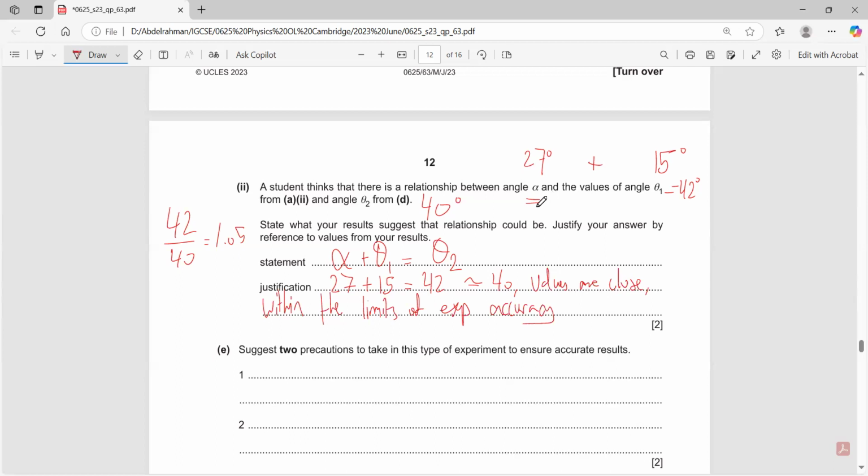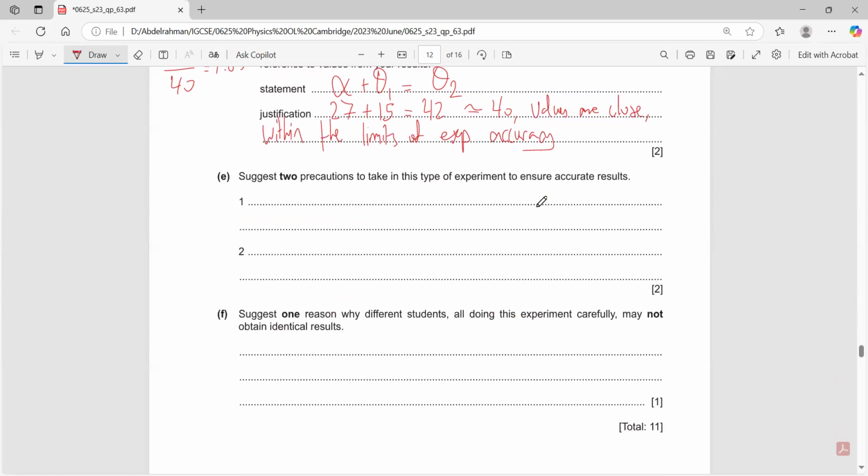Okay. So just two precautions in this experiment would be to use thin lines and view the bases of the pins. Suggest one reason why different students all doing the same experiment may not obtain identical results.